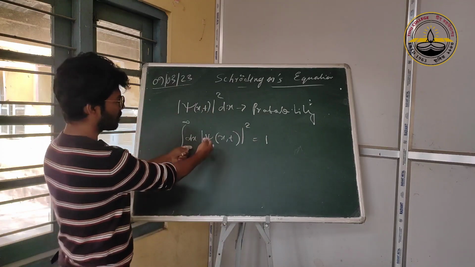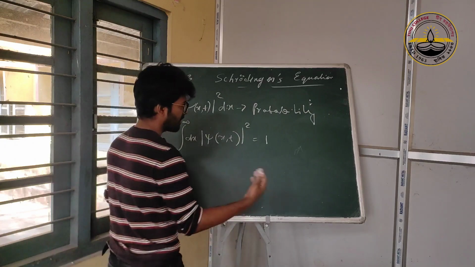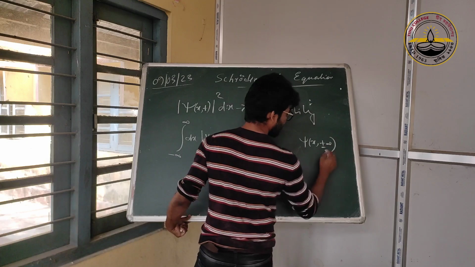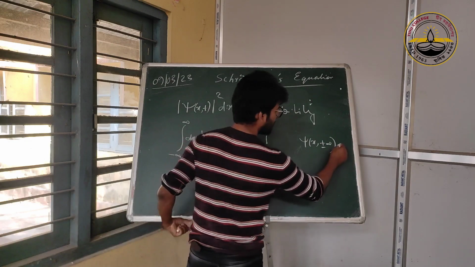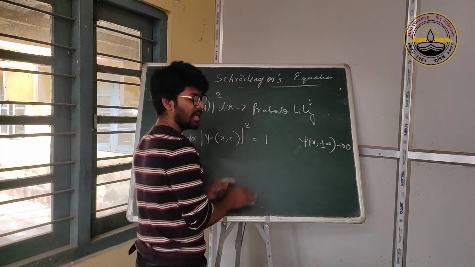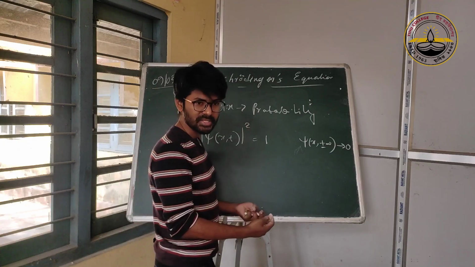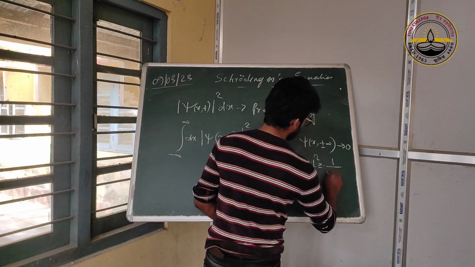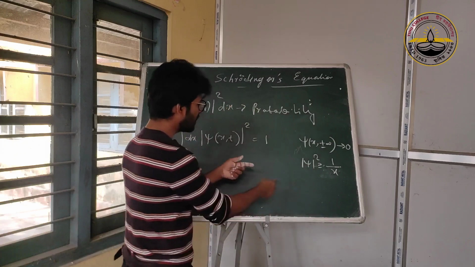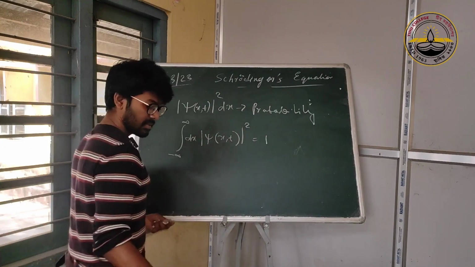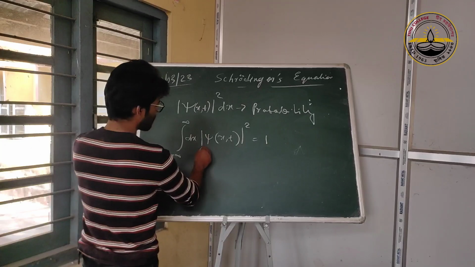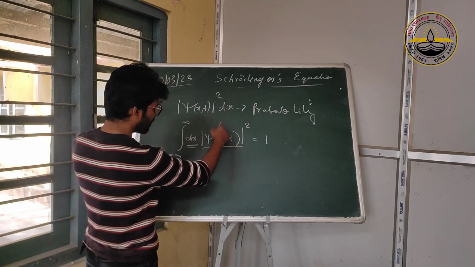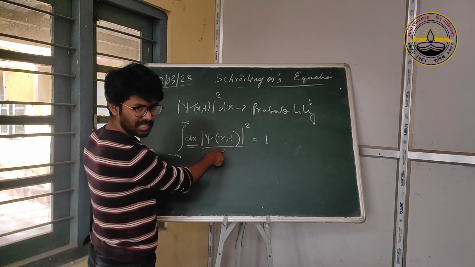And we talked about how the function should die very fast. So psi xt, when x goes to plus minus infinity, must go to 0. And it should go to 0 very fast, right? Such that mod psi squared goes faster than 1 over x. Then only we'll get something like this, right? But the question is, look at this. This is mod psi xt squared dx, which means it will be integrating over x, but not t.